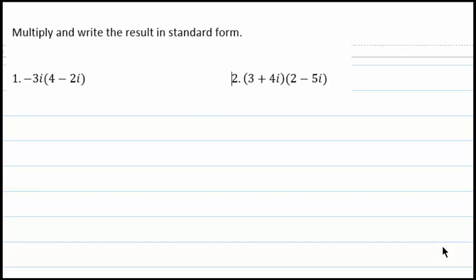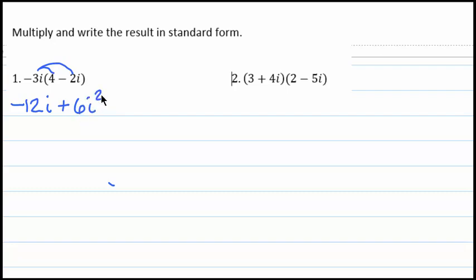All right, so here's where we have a couple examples of multiply and write the results in standard form. So first thing I look at is I have -3i and then open parentheses 4 minus 2i. So that means between the parentheses and this term that's outside the parentheses, I know that multiplication is going on. So therefore I'm going to distribute. So -12i and then plus 6i squared.